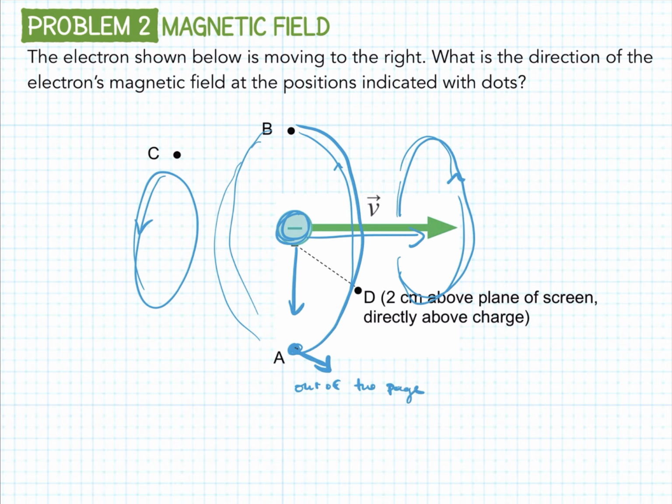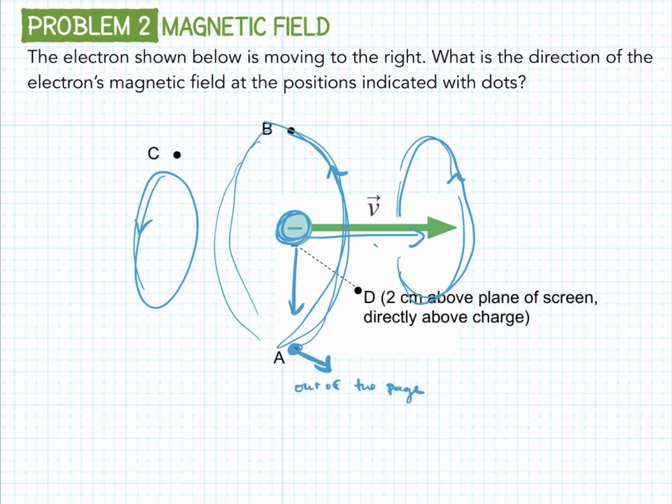So your left index finger goes this way, left middle finger goes this way, and that's going to cause your thumb to point out of the page like we already found. So we're just finding tangents of this circle.